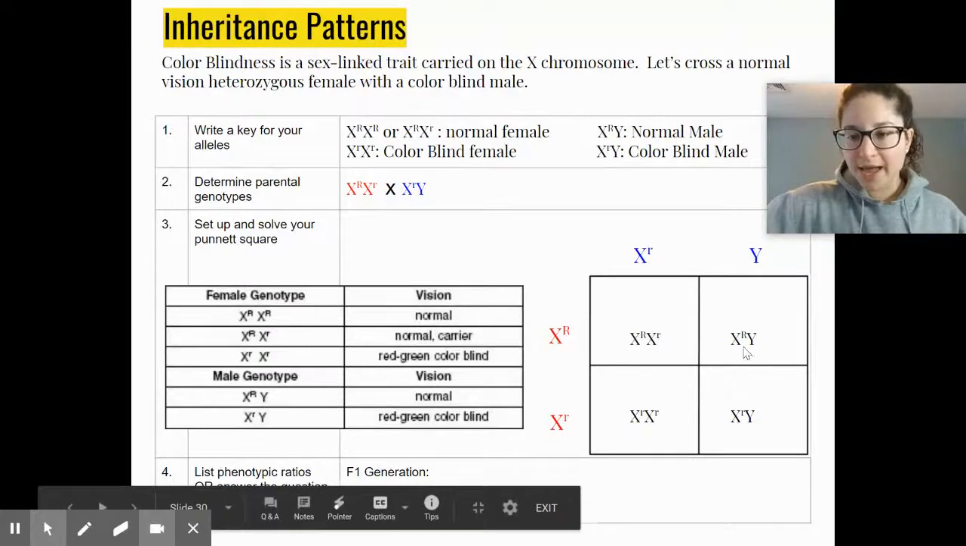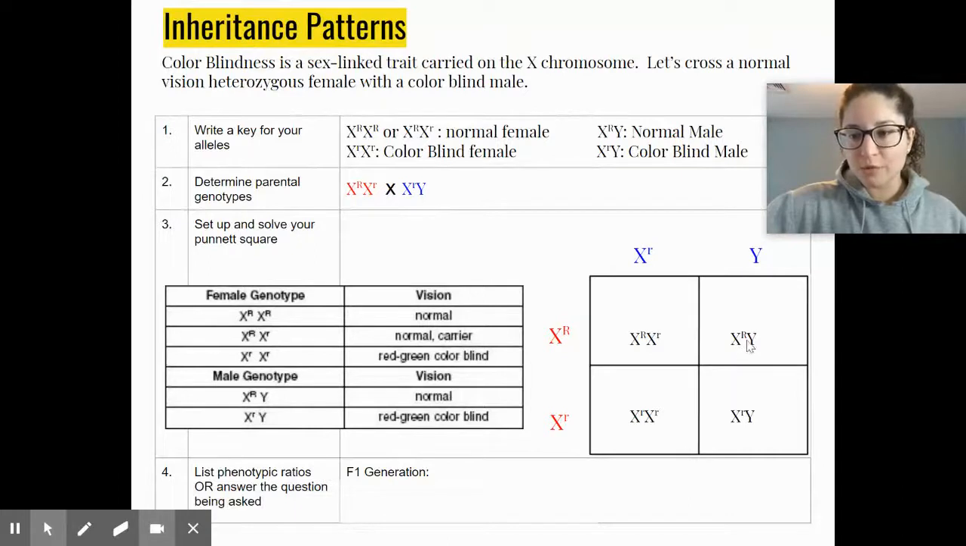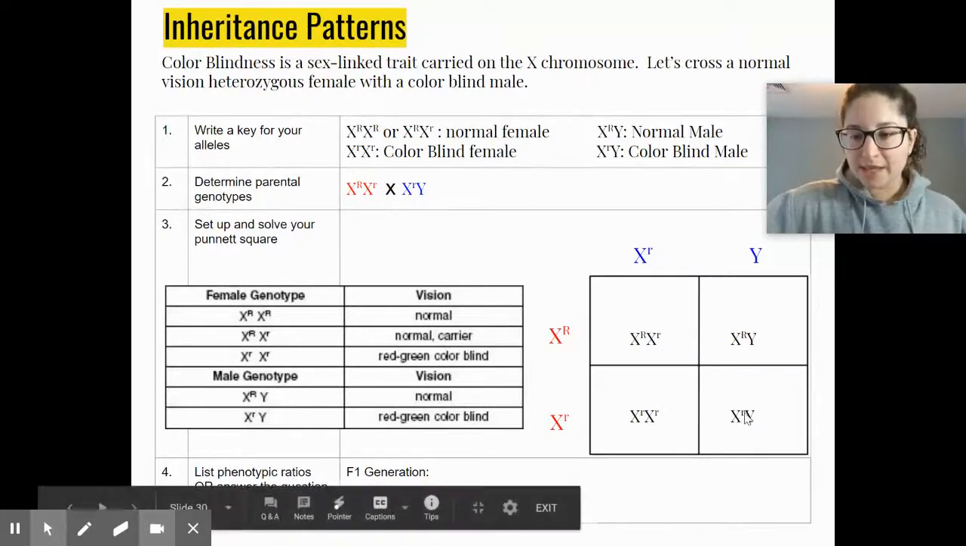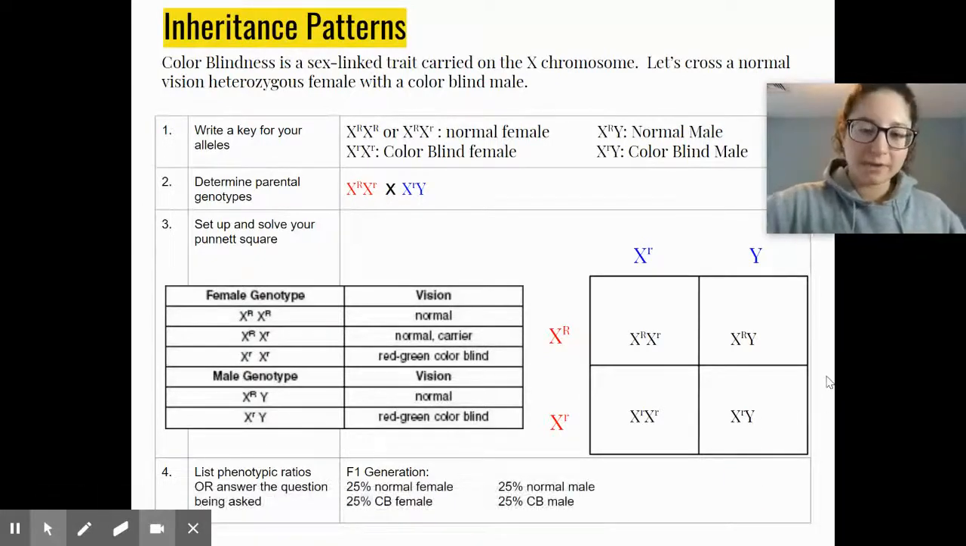Over here, XY, this is a male. He's X big R, so this is a male with normal vision. Down here, X little r, this is going to be a male with colorblind vision. So we have a 25% split across the board here. 25% of the offspring are going to be normal vision female. 25% are going to be a colorblind female. 25% are going to be a normal vision male. And 25% are going to be a colorblind male. All right, so it worked the same way. It's just a little bit more complicated in terms of what you're reading for the phenotype. Let's try another example.